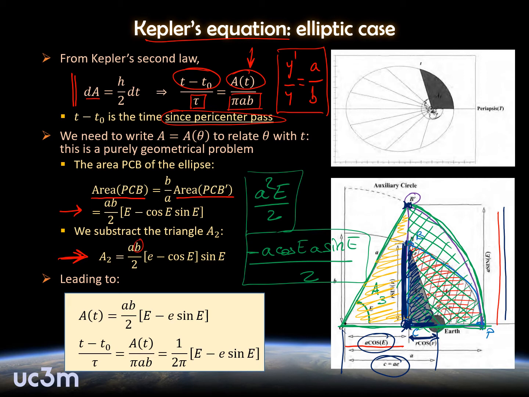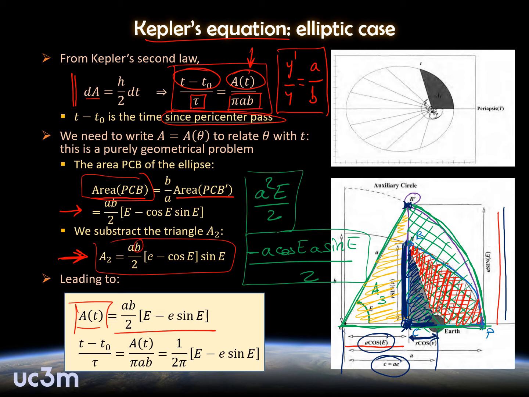So finally, if we subtract the area of this triangle from the PCB area, then we can find the area swept by the radial vector since the time of passage by the pericenter. That's what we call AT. And here is the final result. Using the expression that we derived initially by taking the ratio between the partial integration and the full integration along one orbit, we can finally get Kepler's equation over here. So that is the result that we were looking for.